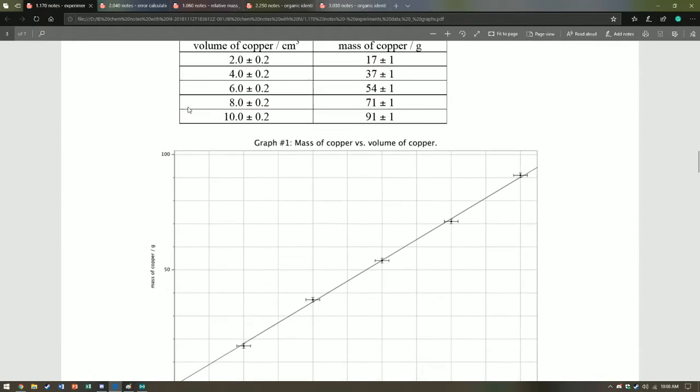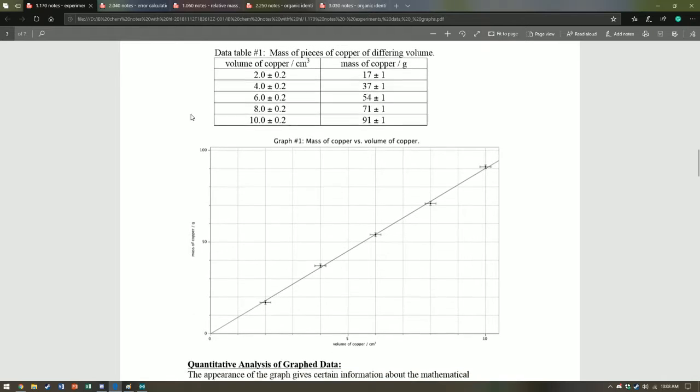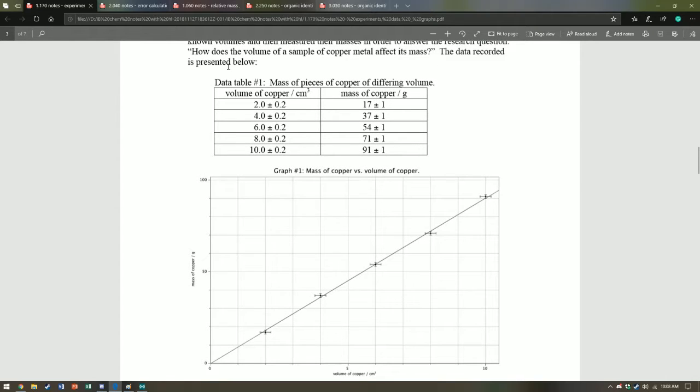So here's an example of a proper presentation. We have a data table of volume versus mass, and then a graph of mass versus volume of copper. We can see that the line of best fit goes through each error bar, and about half your data points are above the best fit line and half are below. Generally, that's what you should be aiming for if you're doing these by hand.